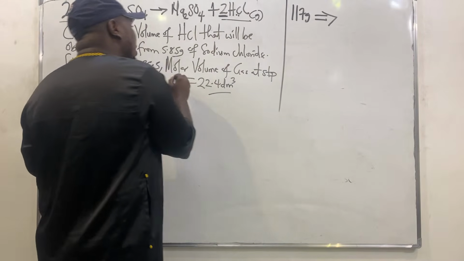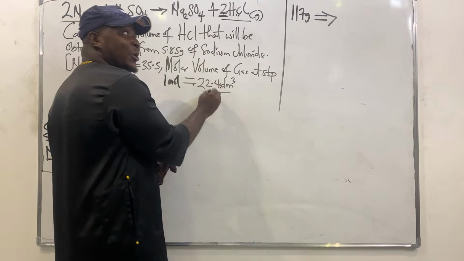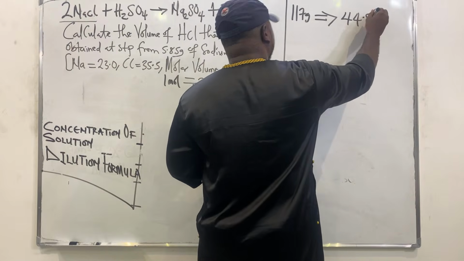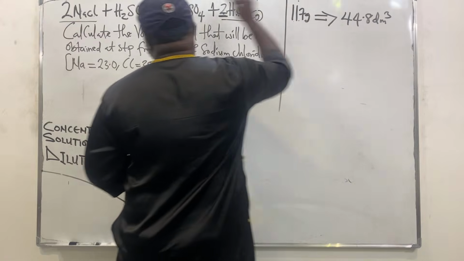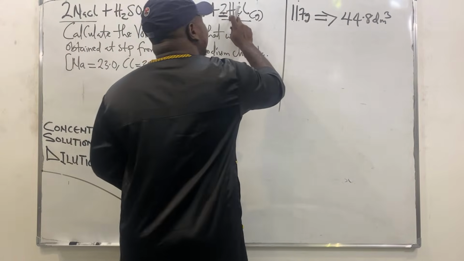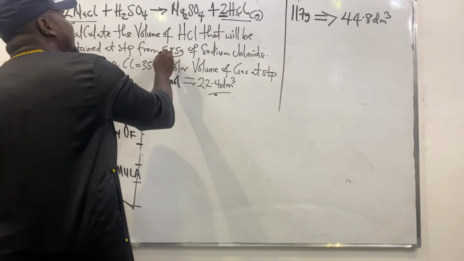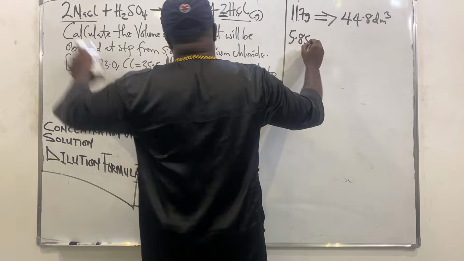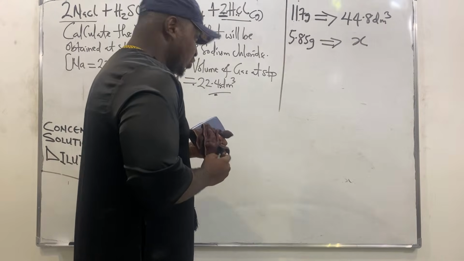Remember that this is 2 moles of HCl. But the molar volume says that 1 mole is 22.4. So 2 moles means 2 times 22.4. That will give you 44.8 dm³. So 117 grams of NaCl gave 44.8 dm³ of HCl. Now they're asking us, from 5.85 grams of NaCl, what volume will be obtained? Call it X. We don't know.